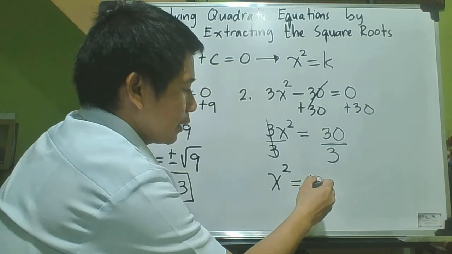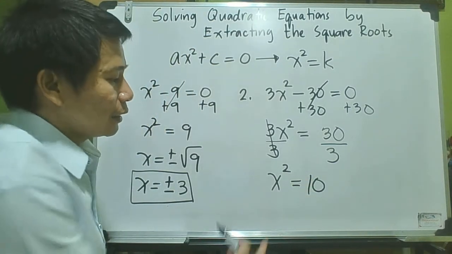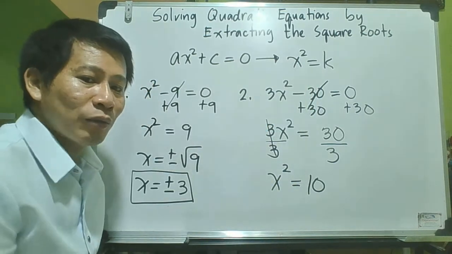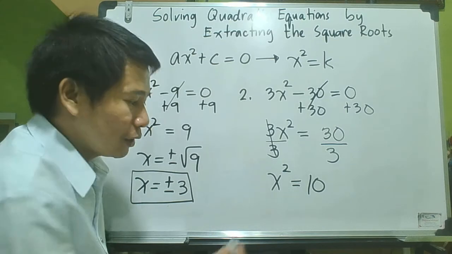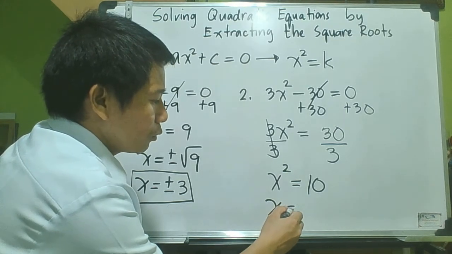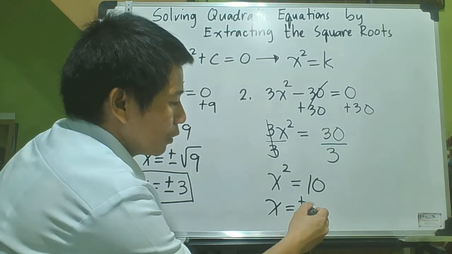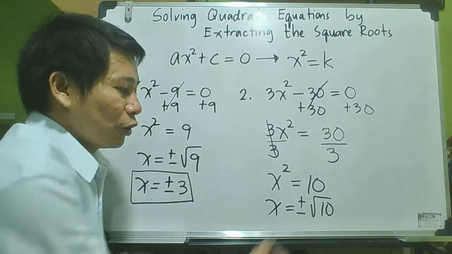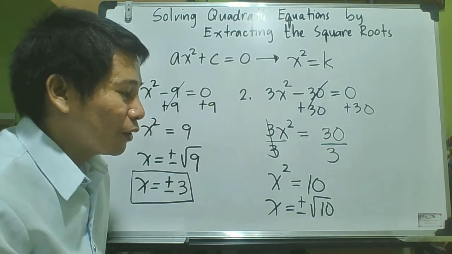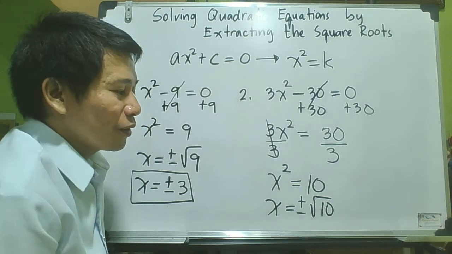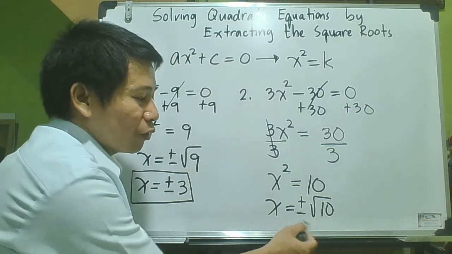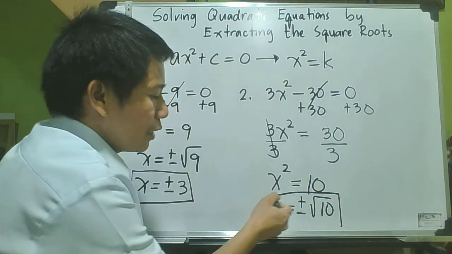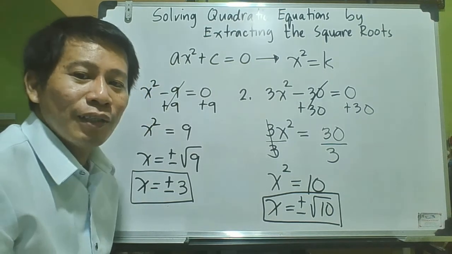The answer is 10. And since it's already in the form x squared equals k, we can now use extracting square root, or apply the square root property. So, x is equal to positive negative square root of 10. But square root of 10 is a non-perfect square, so we cannot get the exact square root, and we cannot simplify it because 10 has no factor which is a perfect square. So this will be our roots or our solutions.